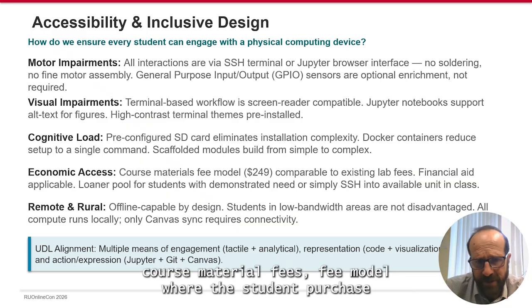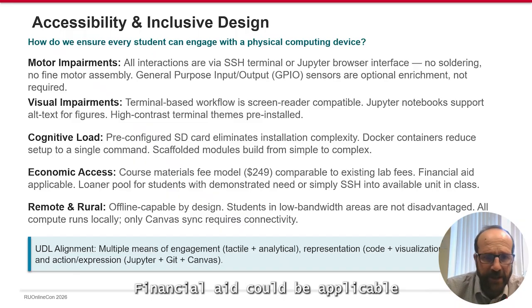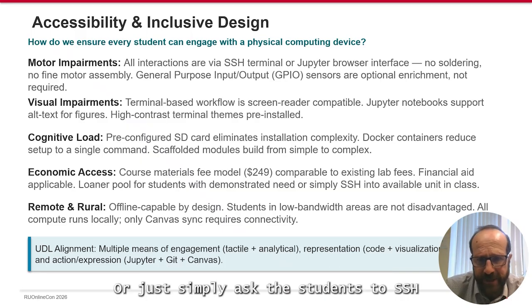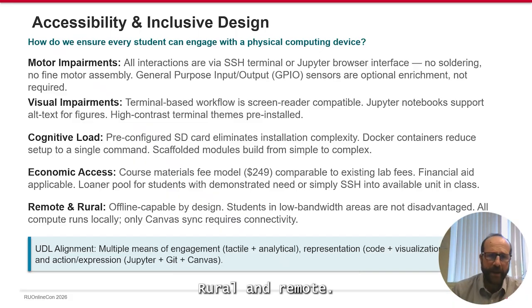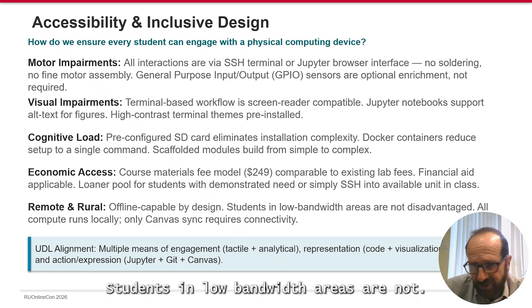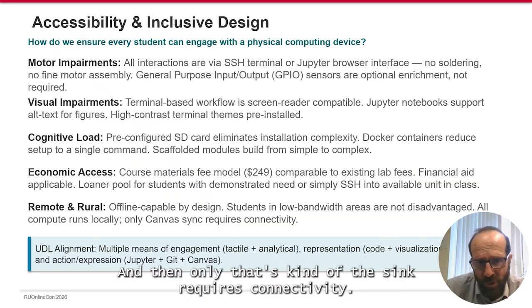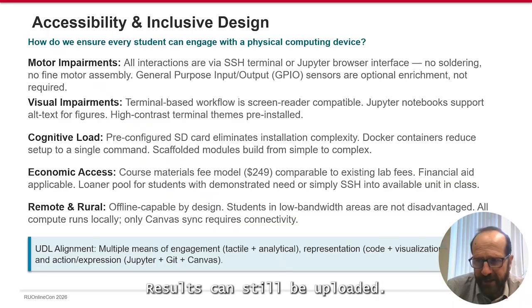Economic access. A course material fee model, where the student purchases this, is comparable to existing lab fees. Financial aid could be applicable, and a loaner pool for students with demonstrated need, or simply asking students to SSH into available units in the class, is also a possibility. Rural and remote: this is offline capable by design. Students in low bandwidth areas are not at all disadvantaged. All compute runs locally, and only the Canvas sync requires connectivity. So if there's limited connectivity, results can still be uploaded.